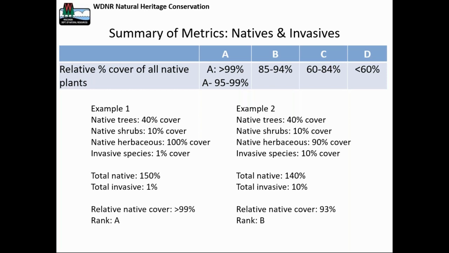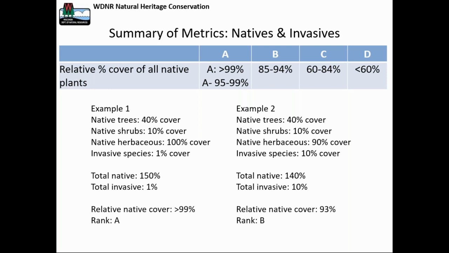But again, we recognize that that's a hard threshold to meet for some of these, and hence we break them up into like an A and an A minus. A minus is also very good, just not quite perfect. And then you can see the other breakdowns there.